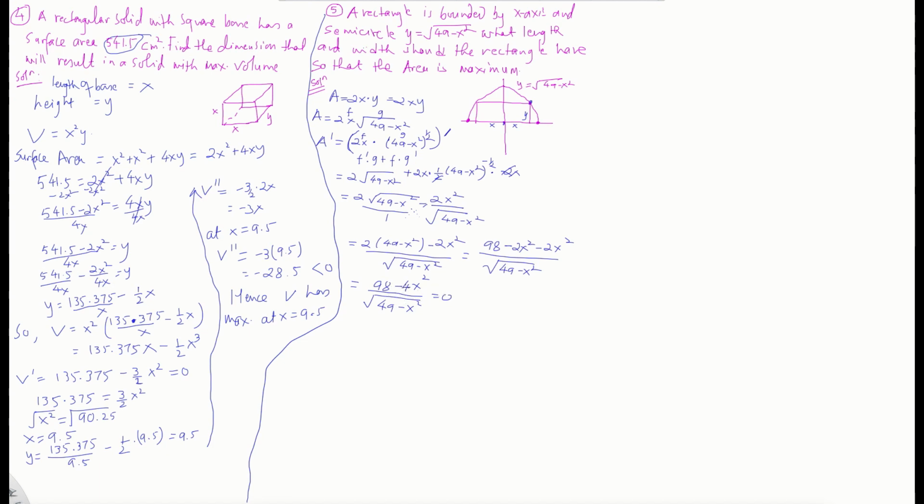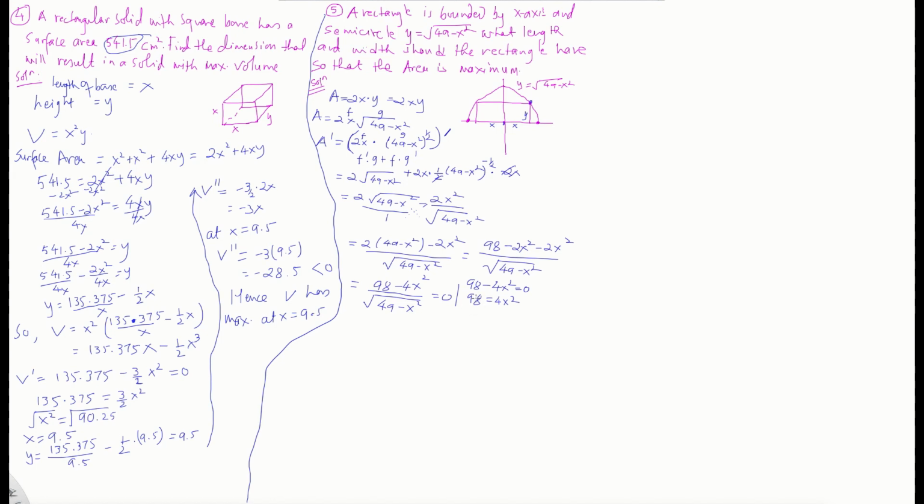You should set the top equal to 0, the bottom equal to 0. If you set the top equal to 0, you'll get 98 minus 4x squared equals 0. You will get 98 equals 4x squared. Divide by 4, and then take the square root, right?